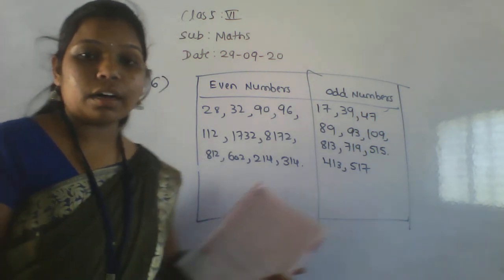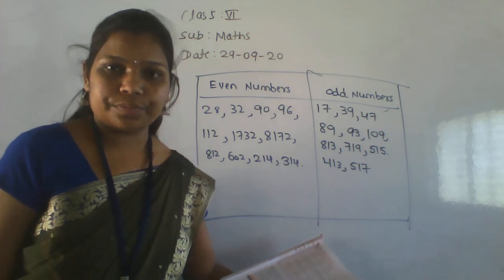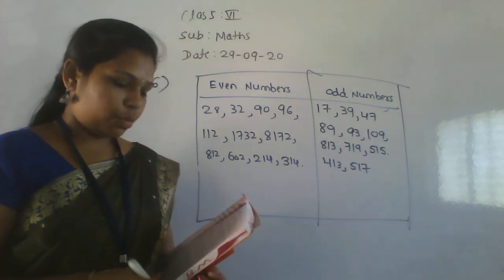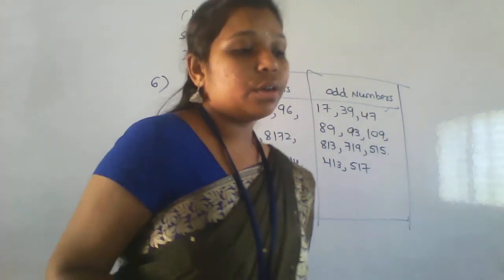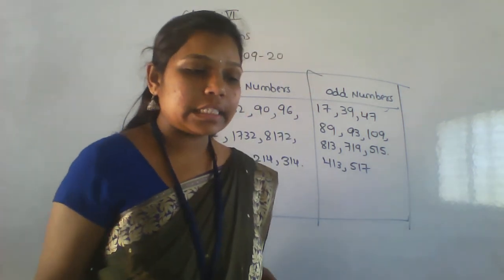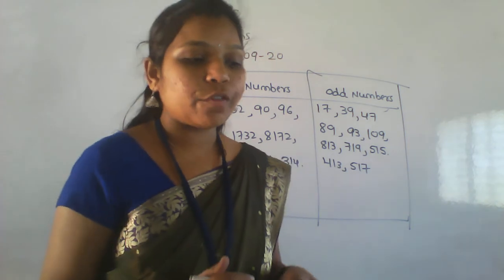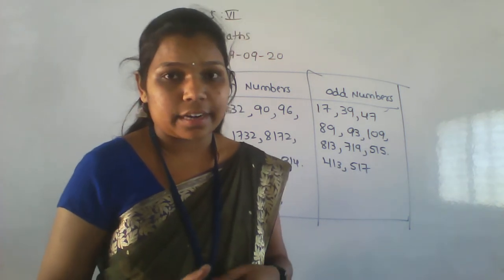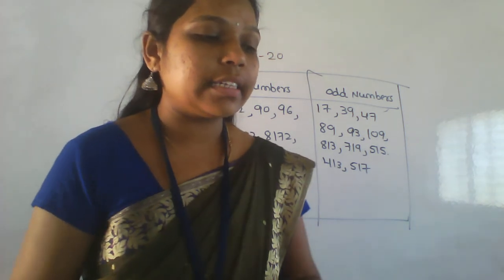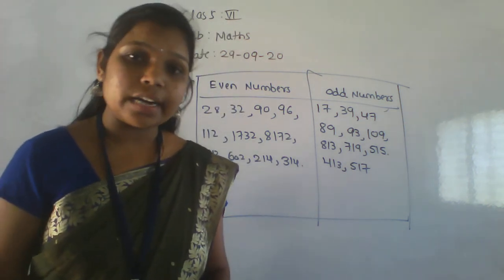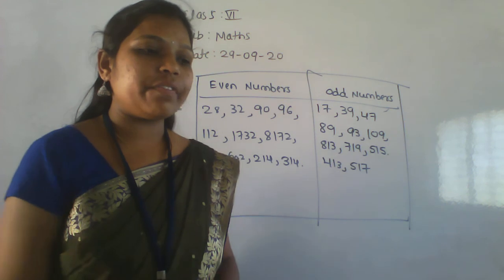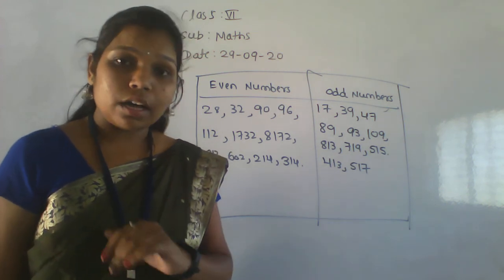This is an even number, that is an odd number. Getting it, everyone? So we completed up to the Do You Remember. In the next class we will solve the order of operations and simplification of brackets. Today we completed the Do You Remember problems.